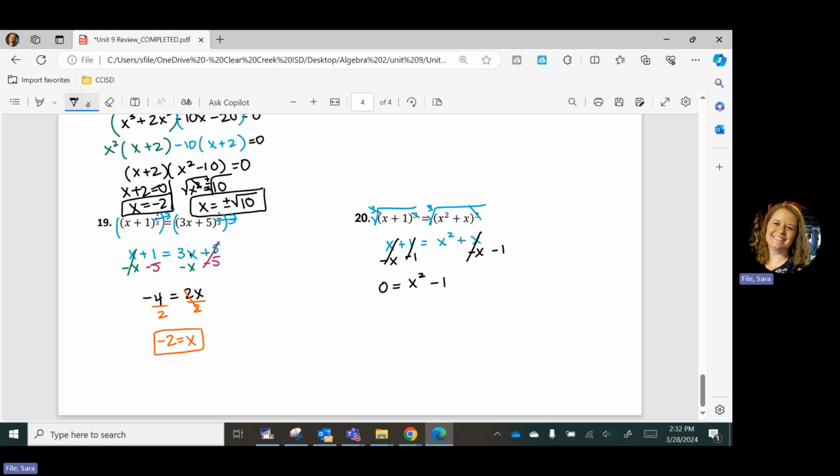Now it's just a basic one that I can solve. So I'm going to add that 1 back over to the other side and take the square root. And don't forget the plus or minus. So positive and negative 1.